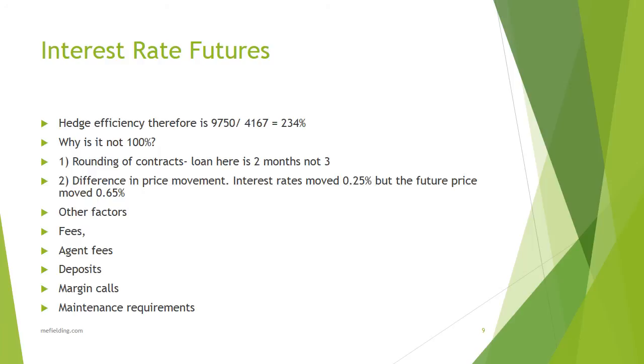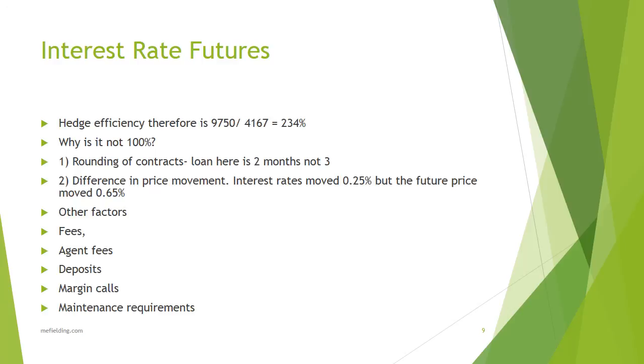So look at our hedge efficiency therefore. The gain on the hedge, the gain on the futures was 9,750. The loss, which is the extra interest we've got to pay, is 4,167. So we get hedge efficiency of 234%. 234% is very good. It looks very, very good. However, in terms of what the ultimate objective of the exercise was, the objective is to get it as close to 100% as we possibly can.